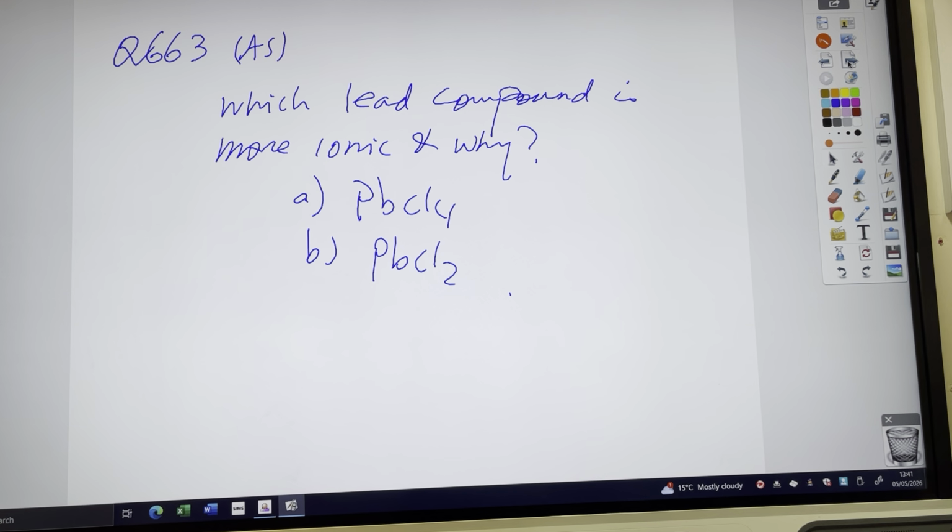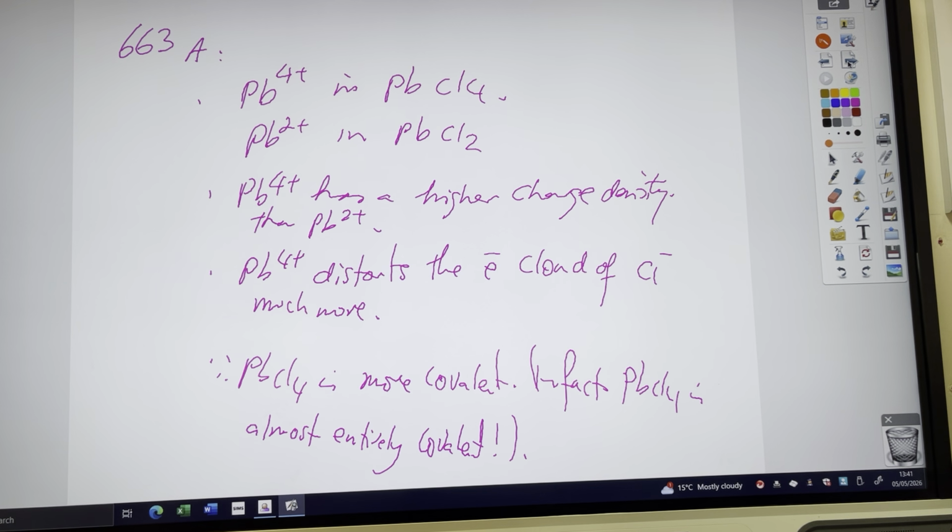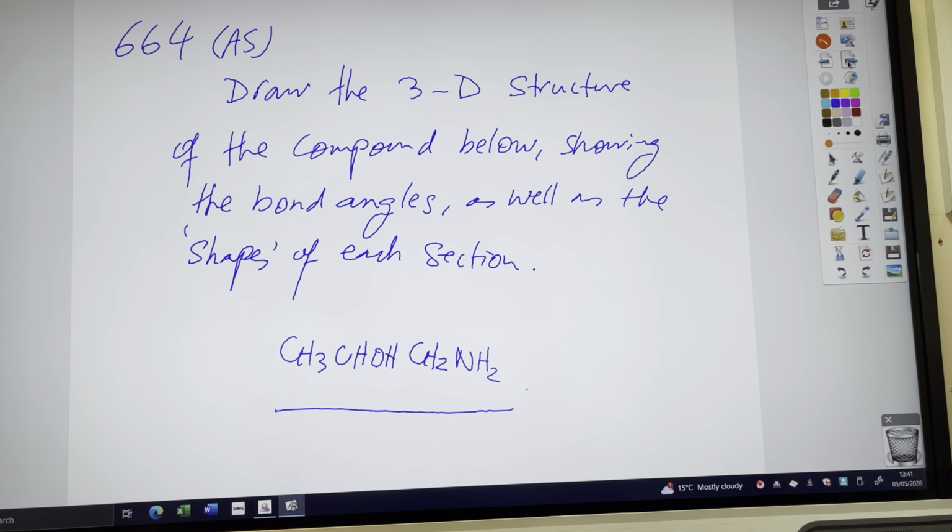Something similar, lead tetrachloride, lead dichloride. Answer. Again, something on 3D structure. So you do have a few questions from the first year of the course.